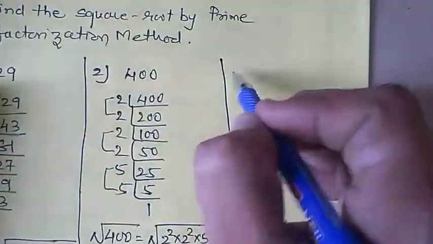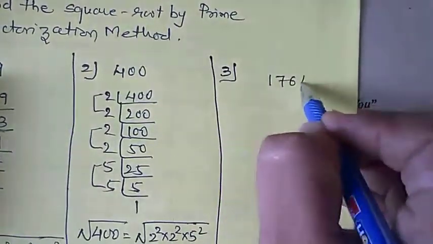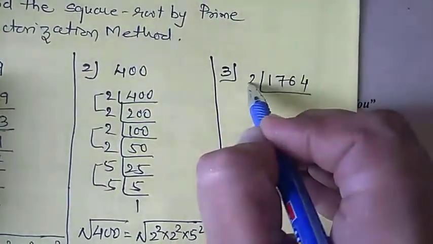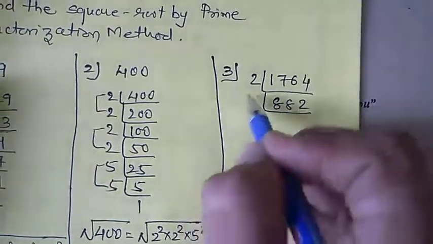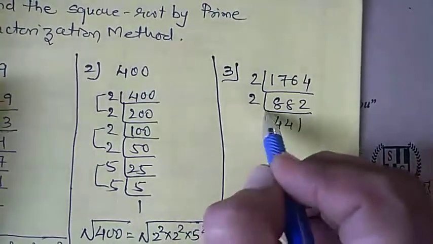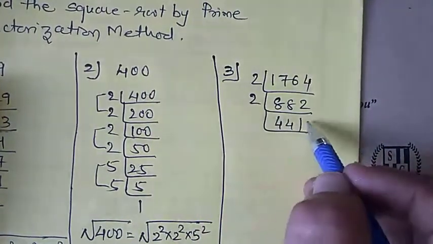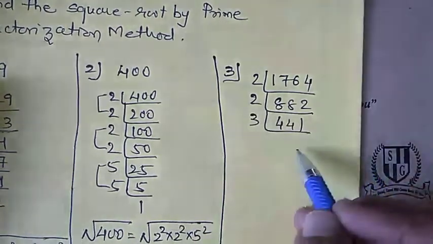Same way you can go for the next number, number 3. I'm just trying and giving it to you as an example. So 1764. I can start with 2. If I divide it by 2, I will get 882. Again it is possible by 2, and it will be 441. Now it is not possible, so I will try with 4 plus 4, 8, plus 1, 9. 9 is divisible by 3.